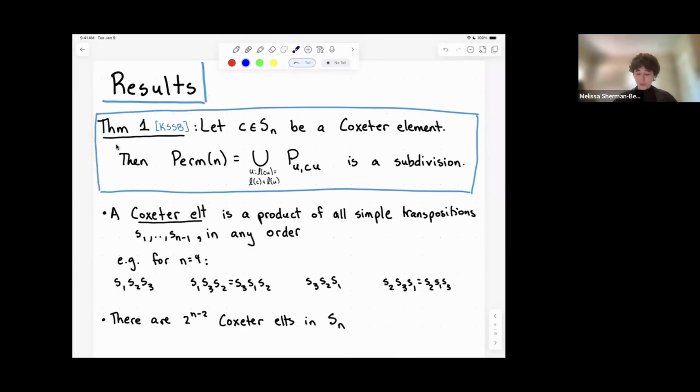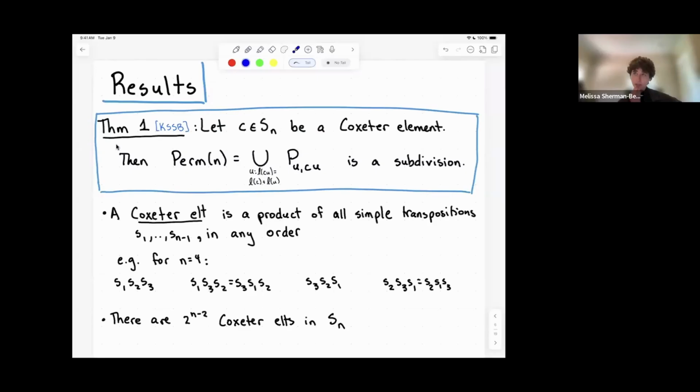Now let me fill in what's missing. So first, what's a Coxeter element? A Coxeter element is just a product of all of the simple transpositions in any order, using each simple transposition precisely one time. Simple transpositions are the ones that swap i and i plus one. So for n equals 4, I have 3 simple transpositions, S1, S2, and S3. And here are my Coxeter elements. I've got S1, S2, S3 in that order. I also have S1, S3, S2, which is the same as S3, S1, S2. And then I have the inverses of both of those. So I've got 4 Coxeter elements.